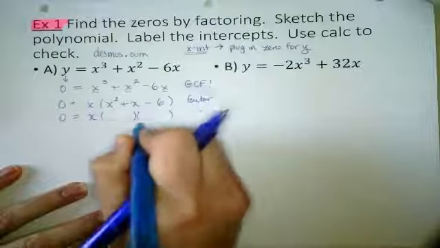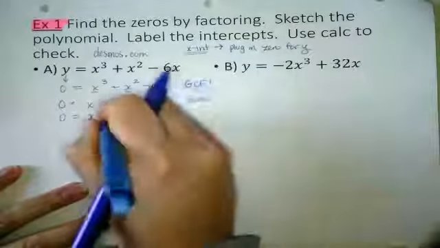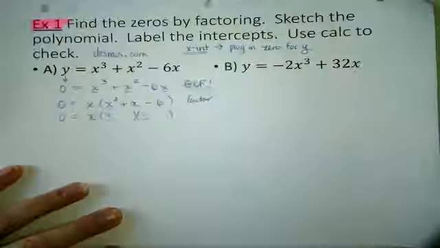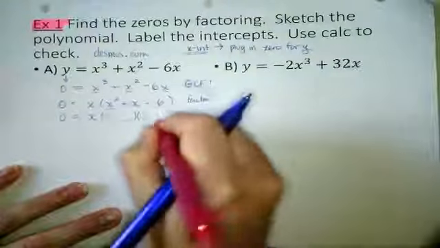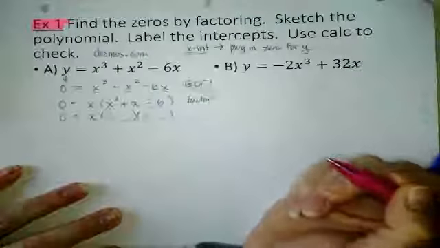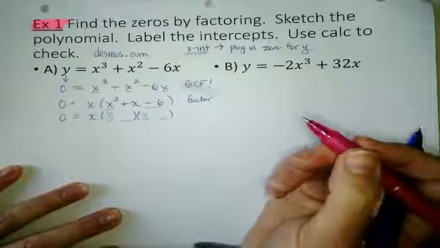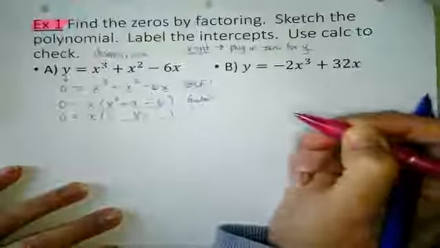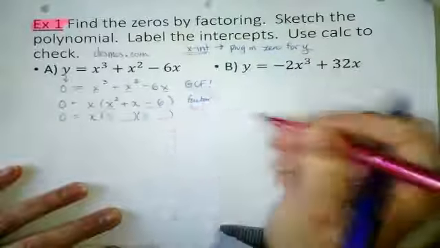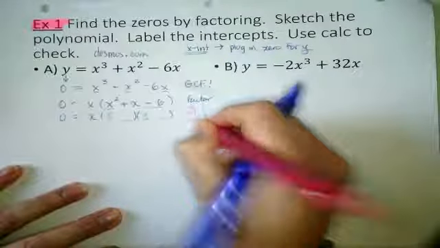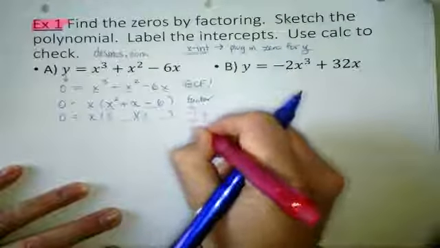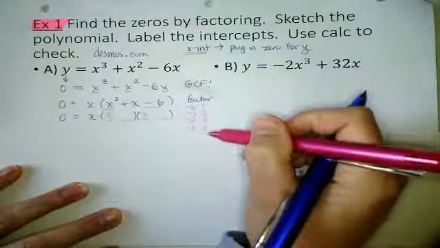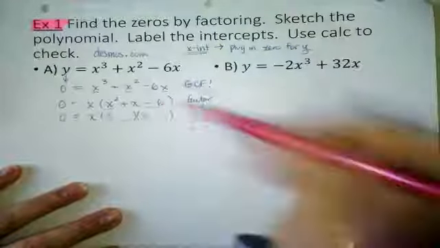So let's unmultiply here. What times what is x squared? Well, that's easy. x times x. Then last times last has to be negative 6. What times what is negative 6? We have quite a few choices. Negative 6 times positive 1. Negative 1 times positive 6. Negative 2 times positive 3. Negative 3 times positive 2. All of those are factors of negative 6.